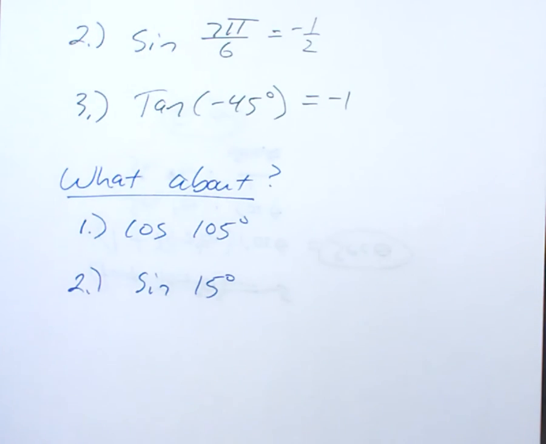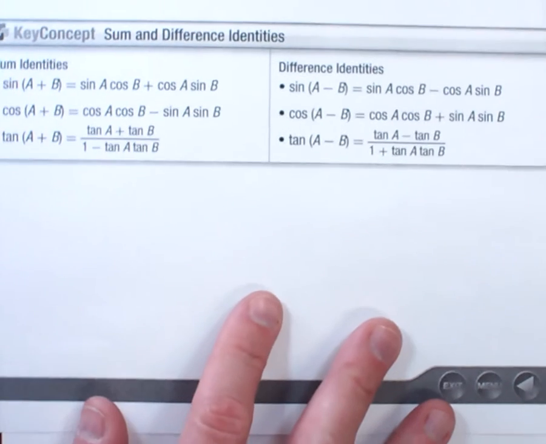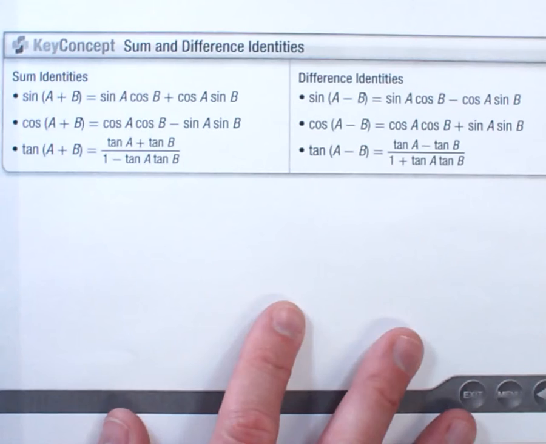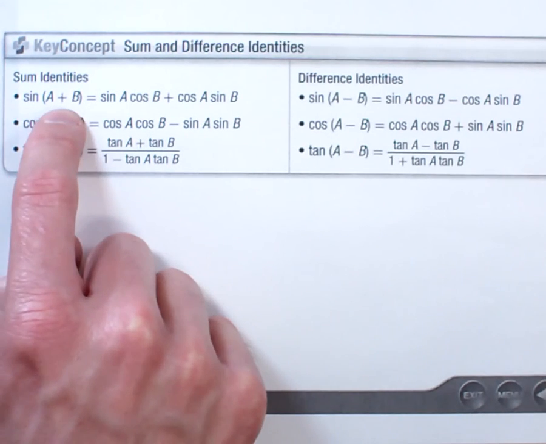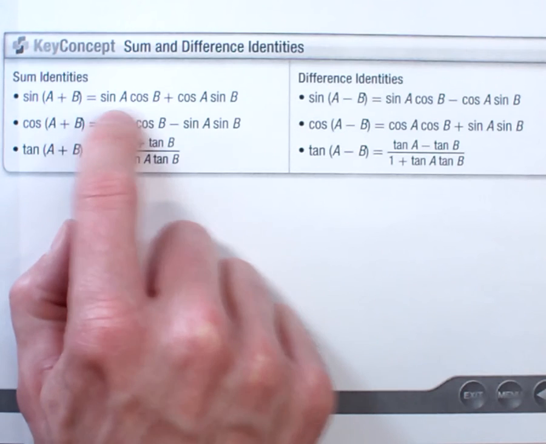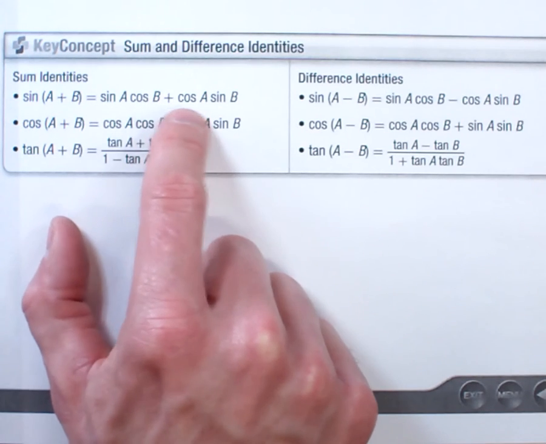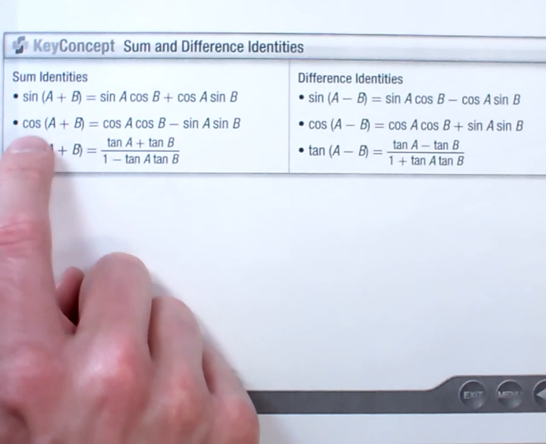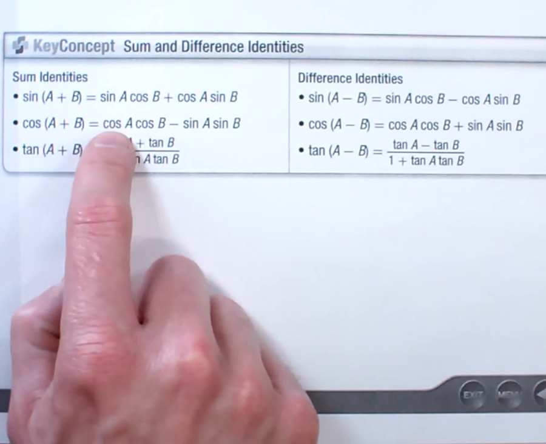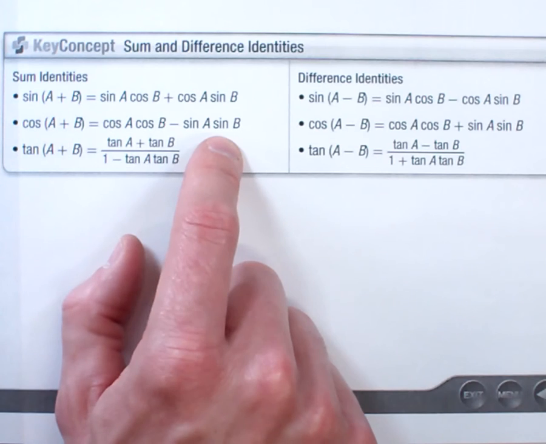And these are on page 886 in your book. Or they're up here if you want to copy them down. But we're going to want to get these into our notes. Okay? And so we have our sum identities, meaning the sine of a plus b, that's a sum, is equal to sine a cosine b plus cosine a sine b. We have one for cosine and tangent also. Cosine of a plus b is cosine a cosine b minus sine a sine b.